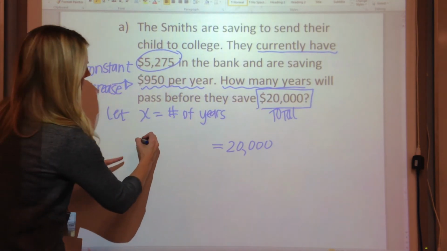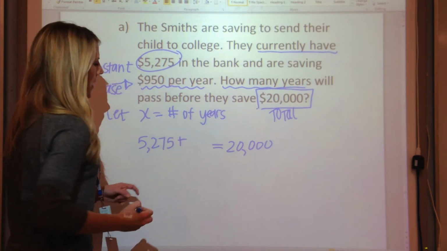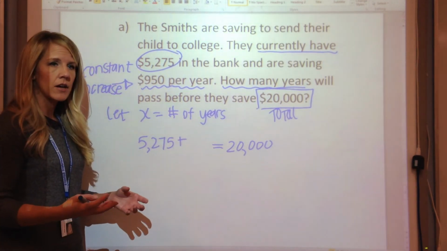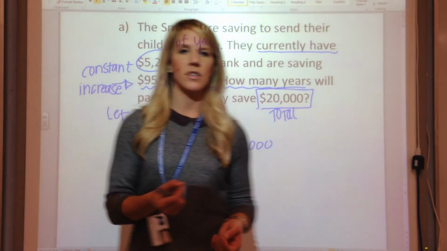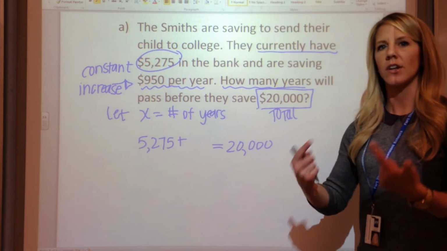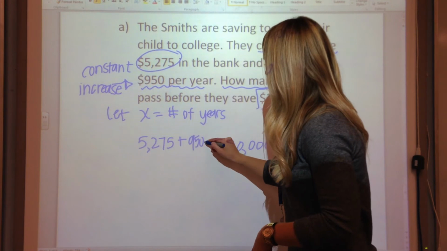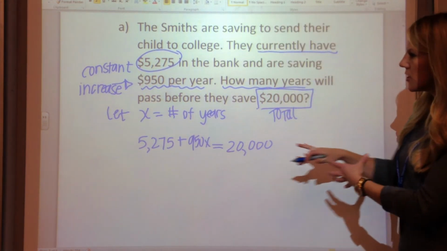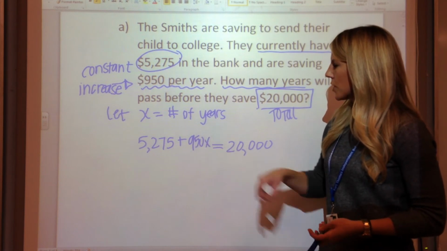We already have this $5,275. We are going to add that amount we already have to the $950 per year. So how do I represent that? How do I represent $950 being added every single year at a constant rate? $950 for every single year. So this is my equation. Again, x represents the number of years, so $950 per year.